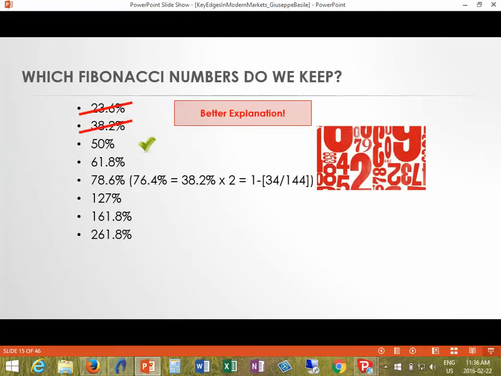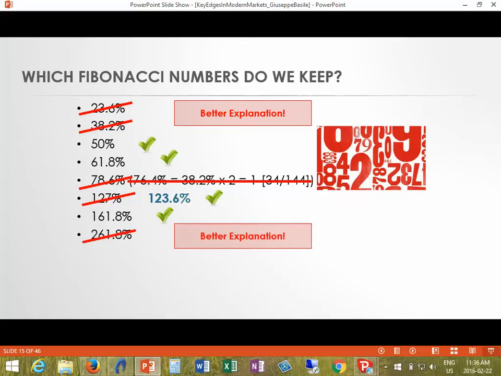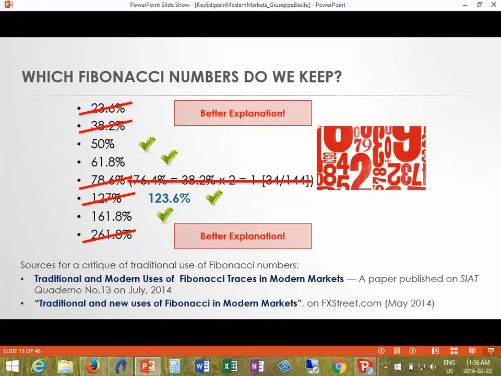I think there is a better explanation for 23.6 and 38.2. I scratch the 68.6%, which has two different calculations. So based on what, right? Why should those numbers explain something fundamental about the market? I don't know. I scratch the 127 and keep 123.6, a great number for targets, and then I keep the dynamic extension there, and throw away all the rest. So here are the sources.